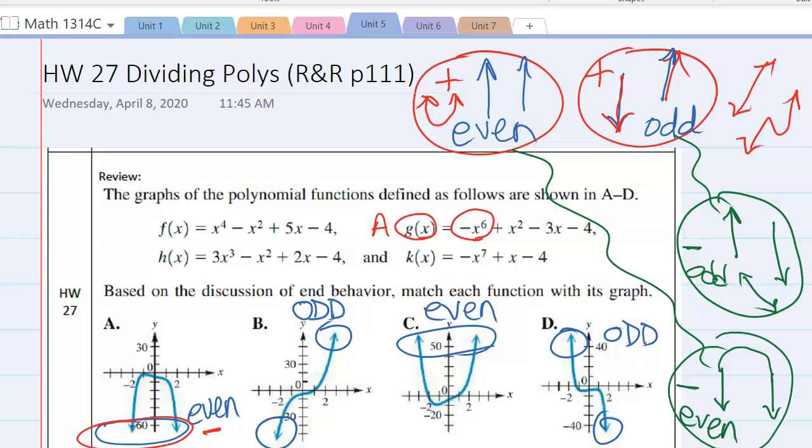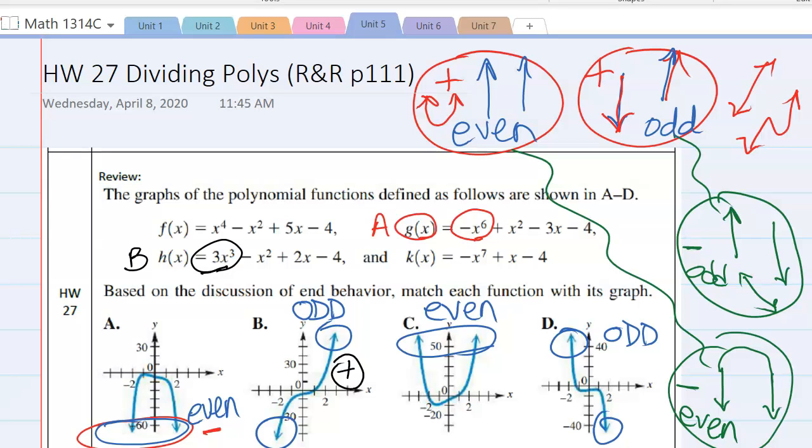Looking at the end behaviors of graph B, we can see that we need a polynomial that has an odd degree and a leading coefficient that is positive. Looking at our choices, we see that h of x has a positive leading coefficient of 3 and an odd degree of 3. So graph B goes with the polynomial h of x.